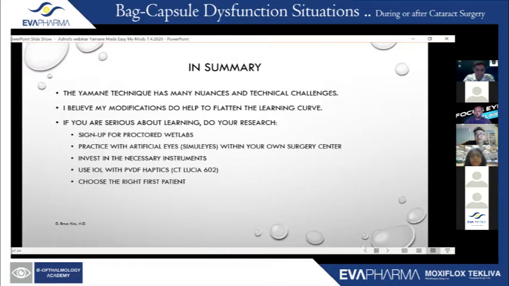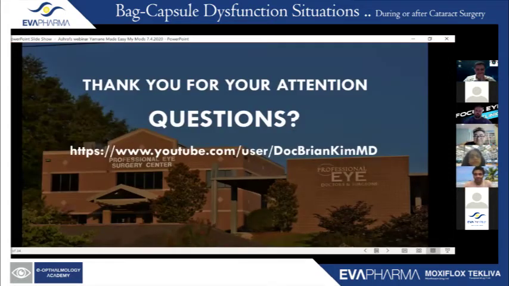And I kind of skirted the issue, but this technique is really ideal for the haptics that have polyvinylidene fluoride haptics, like the C2 Lucia 602 lens. If you don't have access to it, it'll be quite a challenge. And so I think the glued IOL is really an excellent technique. In my hands, using the stronger haptics is really very, very beneficial. And lastly, choose the right first patient. And I wish you all the best. Thank you so much for having me.